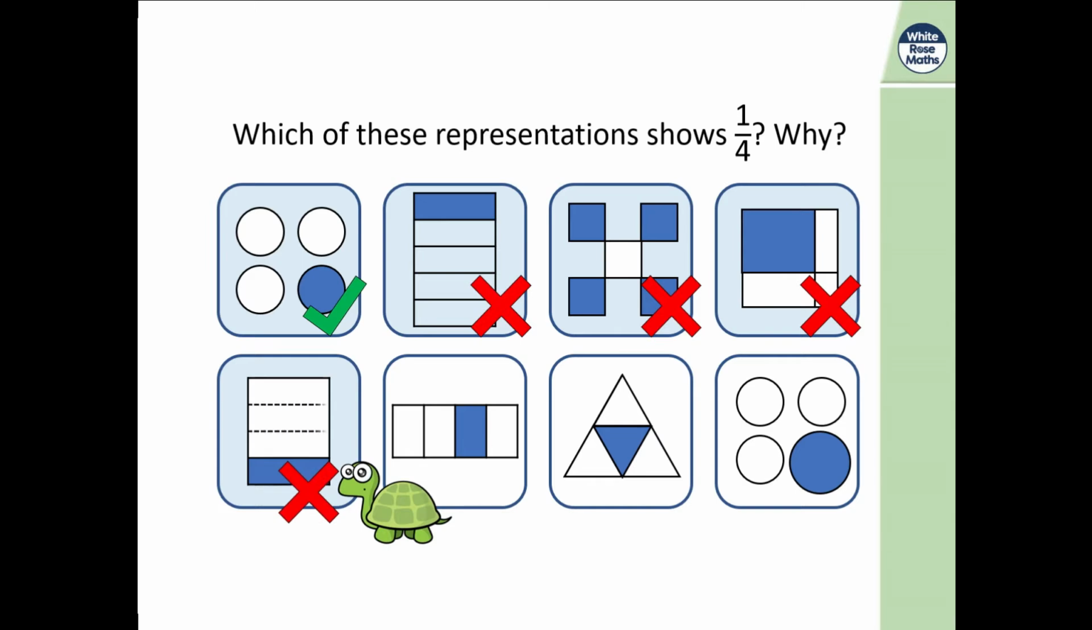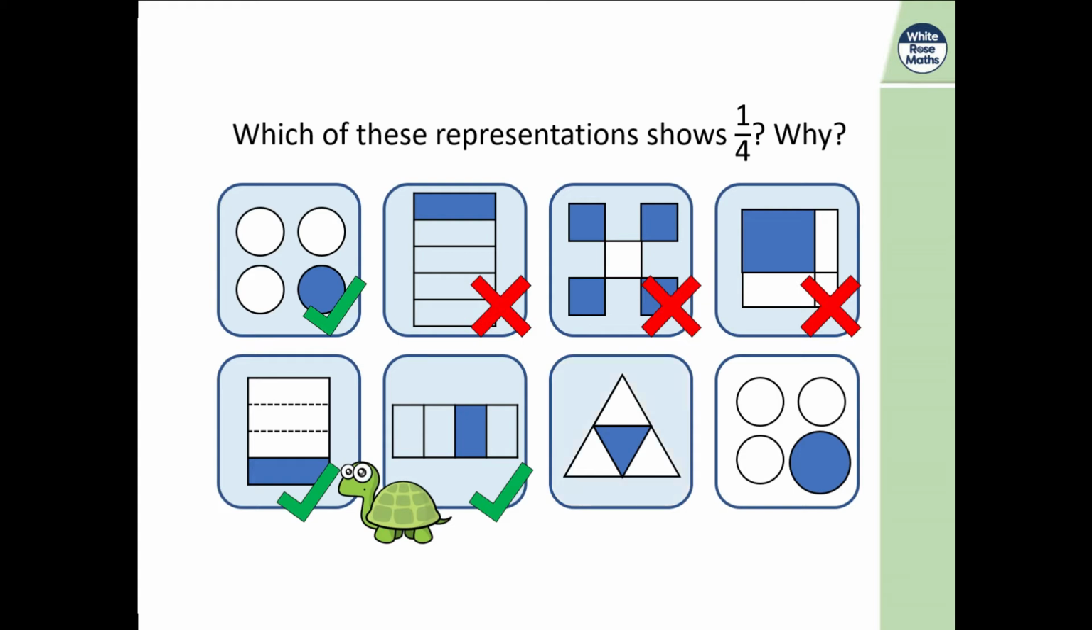However, if we were to section out that white space into equal parts, you can see that 1 out of the 4 is in fact shaded blue. So it does represent a quarter. Let's look at the sixth one. Again, there are 4 equal parts with 1 shaded, so this one does show a quarter.